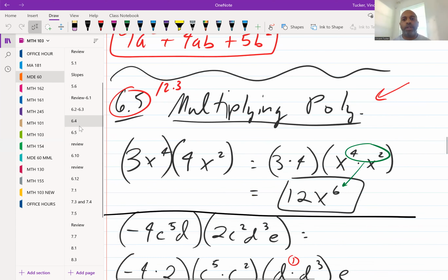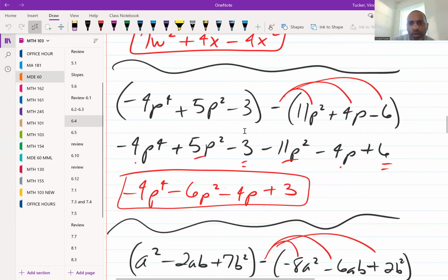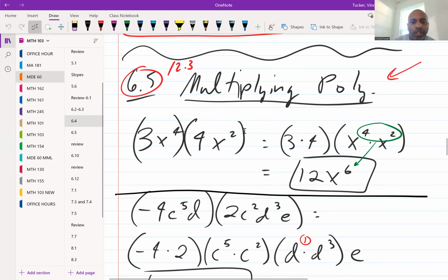Here we go, 12.3. Multiplying polynomials. Last class we ended with adding and subtracting polynomials. And today looking at 12.3, multiplying polynomials.